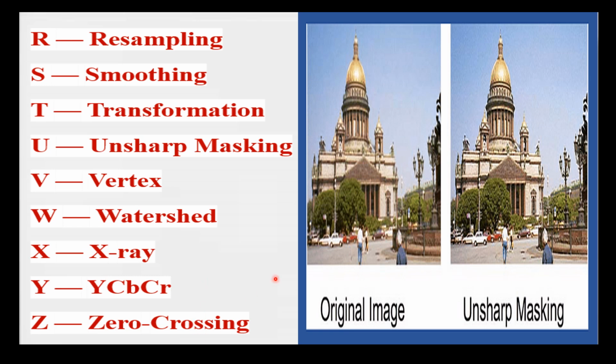And finally, it comes zero crossing, which is a technique used in edge detection to identify edges by detecting the points where the pixel values cross the zero threshold in a filtered image. For example, a Sobel filter can be used to identify zero crossings and mark the edges in an image.